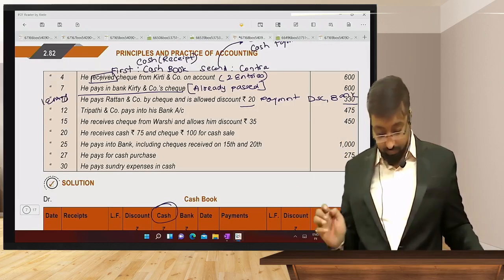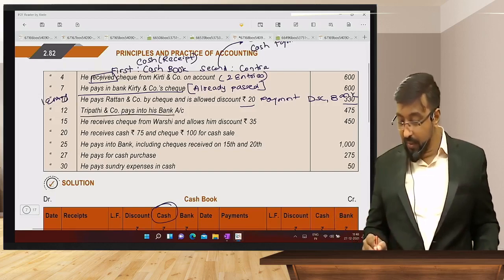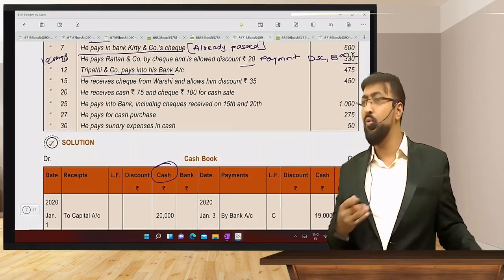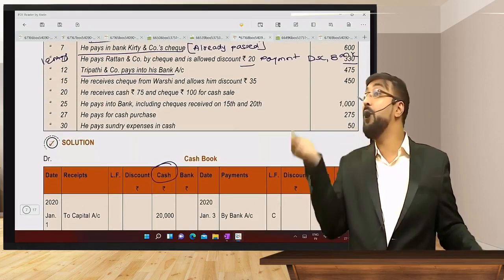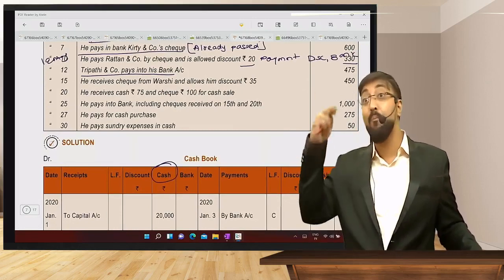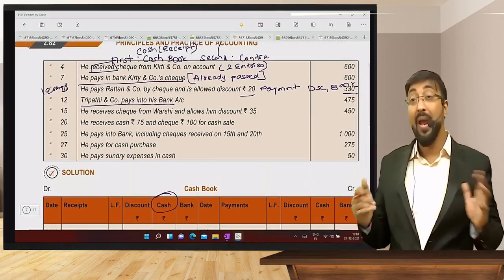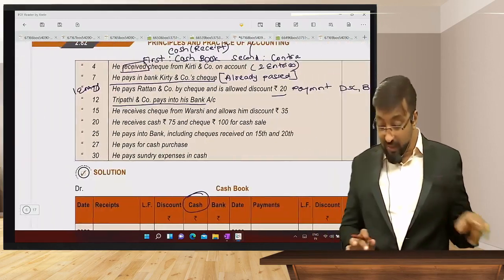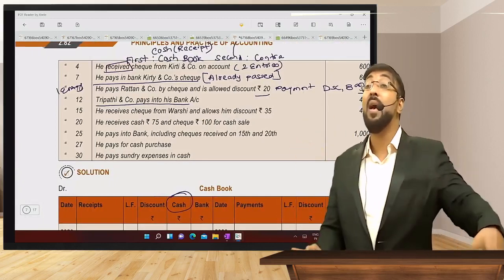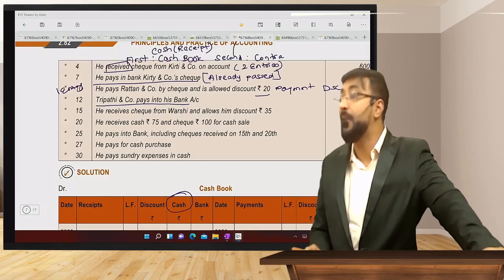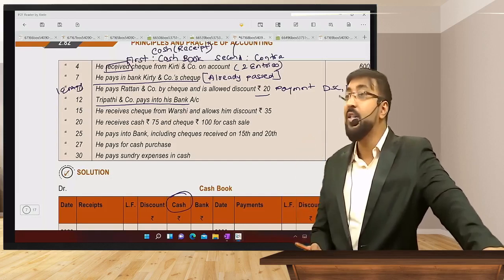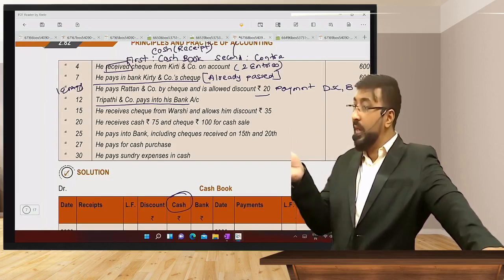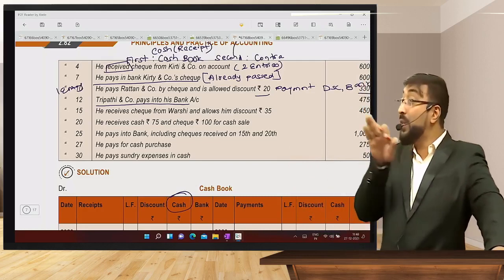Two entries. See, Tripathi and Company pays into his bank. Where is he paying? Directly into the bank. So whether we received a check or they directly paid into the bank, it's like Google Pay, directly paid into the bank account. Here we have not received any check. Whenever checks are received, they are treated as cash. Whether a check is received or directly paid into the bank, it is an RTGS payment, called NEFT, RTGS. You heard this word. RTGS means you directly deposit in the customer's account, so it is routed directly through the bank.